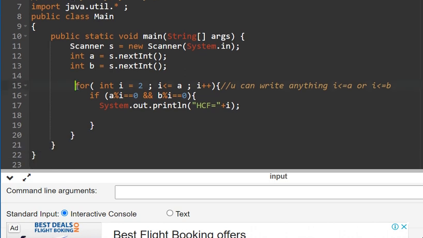Let's see how this works. So int i is equal to 2 up till i is less than or equal to a, i plus plus. If i divides a and b, then our condition will be true and we will print i.